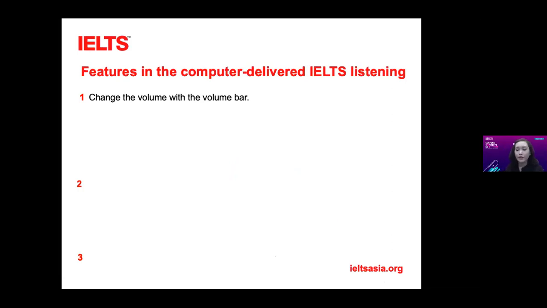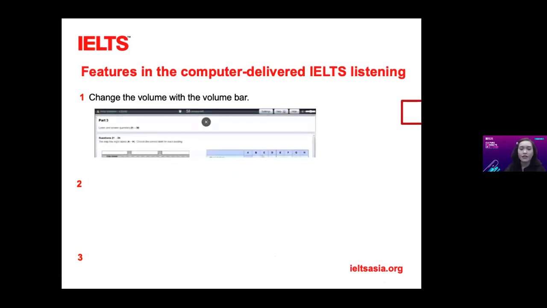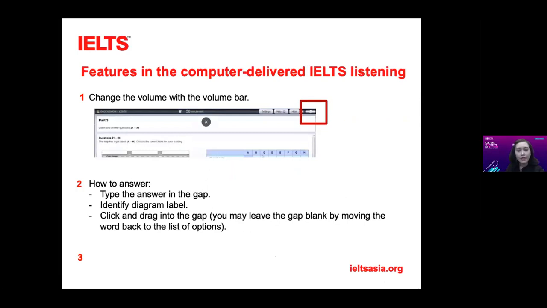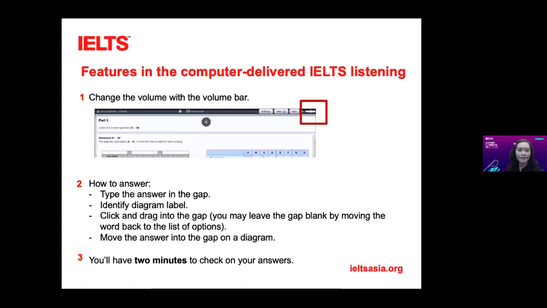You can change the volume with the volume bar. Yes, as you can see here, you can see it on top right in the corner. Now, how to answer? Of course, it will be very different to the paper-based test. You either have to type in your answers in the gap. When you identify diagram label, you can click and drag. If you want to leave the gap blank, you move the word back to the list of options. And you move the answer into the gap on the diagram labeling. You have 2 minutes to check on your answer.